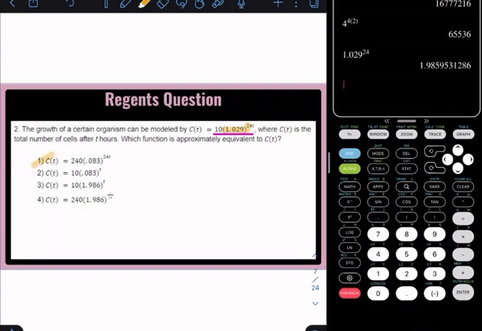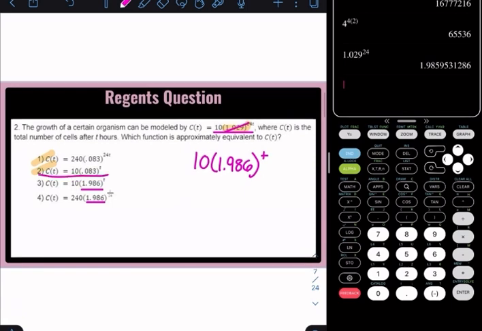So we can get rid of 1 and we can get rid of 2, because I like this number inside the parentheses. When I do 1.029 raised to the 24th power, I can just replace that with 1.986. My exponent is still going to have the t there. I'm not going to divide the t by 24, so my answer would be choice 3.